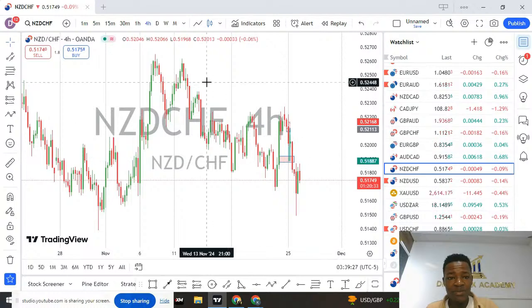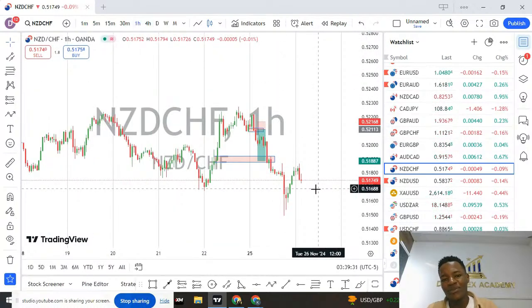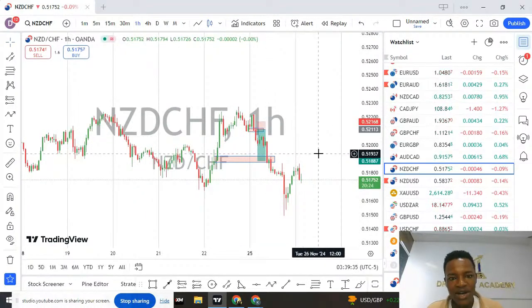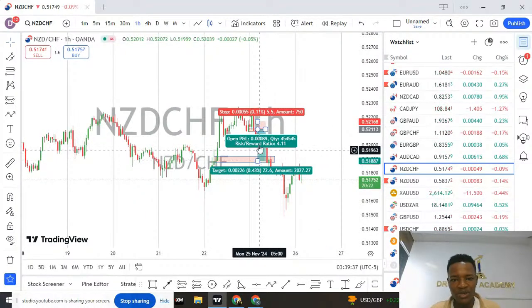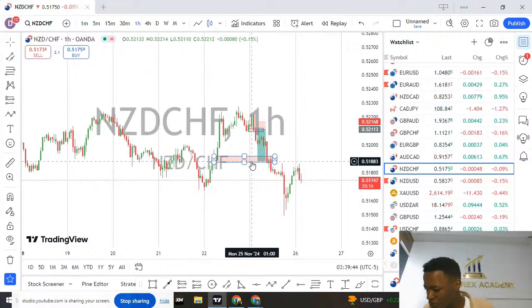NZDCHF has been bearish. Oh, this pair yesterday. Yes, but it did come back again. It didn't retest where I was looking for. I remember these pairs we did yesterday, but I'm looking for this market to retrace and come back again and retarget these areas. I remember this pair, NZDCHF, we were looking for more sales.